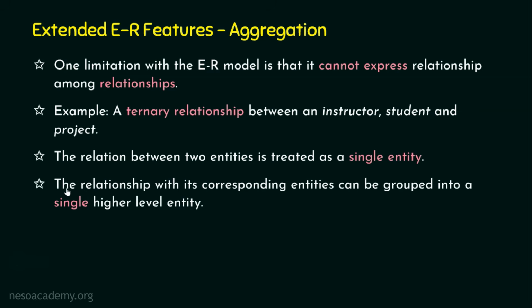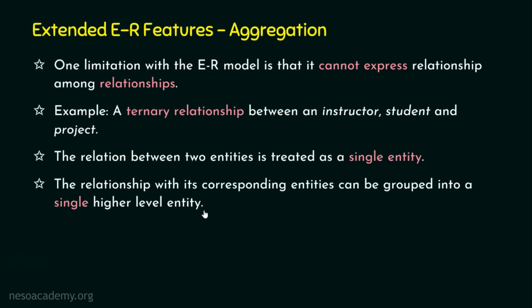So the relationship with its corresponding entities can be grouped into a single higher level entity. That's what I was telling you. There are three entities, instructor, student, and project. First, let's group instructor and student with some relationship. Then, let's consider this as a single entity and let this single higher level entity be linked or related with another entity project. So this is what this point says.